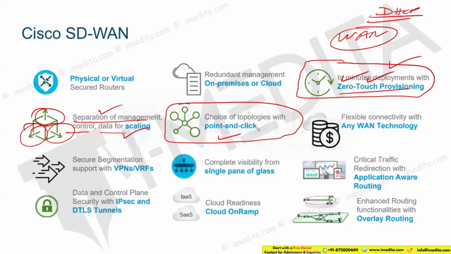You can convert your topology from hub and spoke to full mesh, from full mesh to hub and spoke, or maybe to a partial mesh. It's a matter of point and click. Flexible connectivity with any WAN technology.